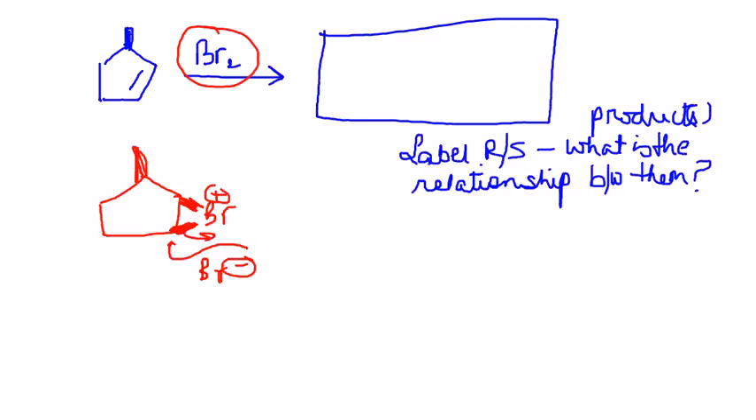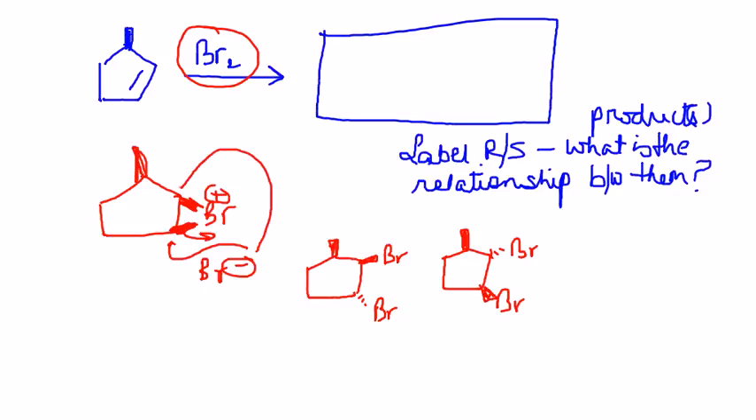So you will end up with a product that'll look methyl on top, Br on top, one Br at the bottom. And there will be another one where you would have methyl on top, Br at the bottom, this one, and this Br is on top. So that would have meant that the Br came from this side for the attack to take place.